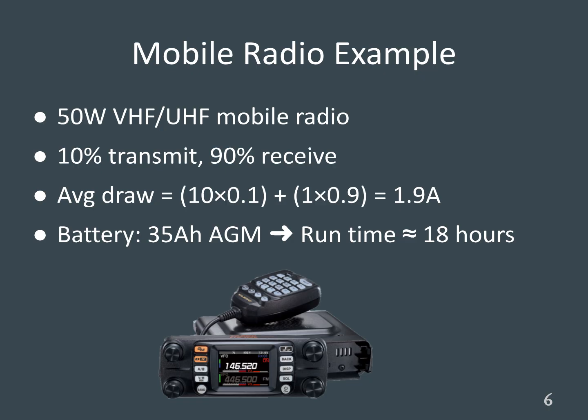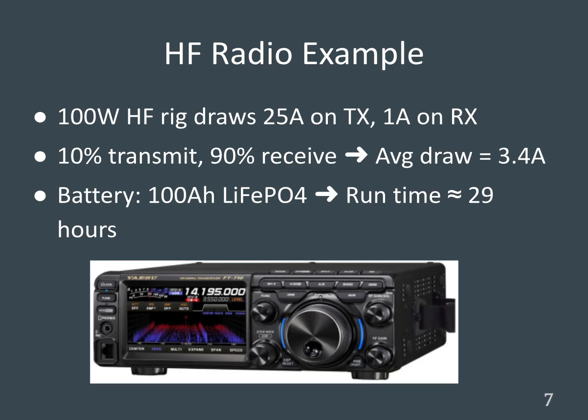Next slide, please. HF radios are power hungry. Always plan for heavy draw if you're using one of these in the field. Bring some serious battery capacity. If we have a 100 watt HF rig that draws 25 amps on transmit and 1 amp on receive, and we transmit 10% of the time, the average draw will then be 3.4 amps. If we have a 100 amp hour LiFePO4 battery, or lithium, the runtime would be approximately 29 hours.